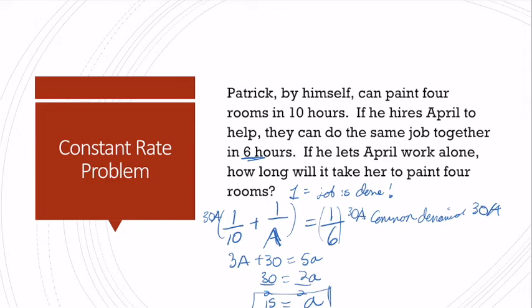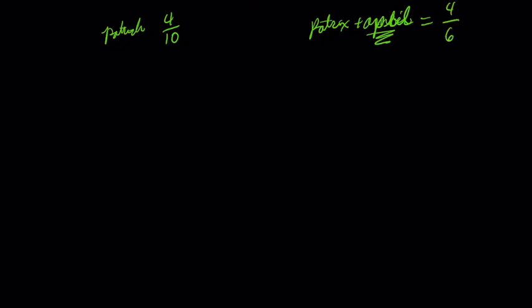I did it originally a little differently, and I got the same answer. So why don't I go ahead and show you that? We'll change colors too. So Patrick can paint 4 rooms in 10 hours, right? And Patrick plus April can paint 4 rooms in 6 hours. This is still rooms per hour. And I know that if I give Patrick some help from April, so X is the work done by April, that it's going to add up to the job being done.